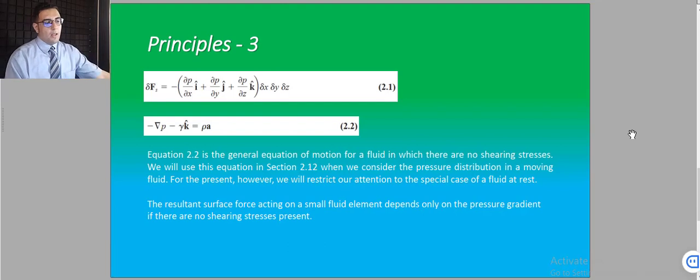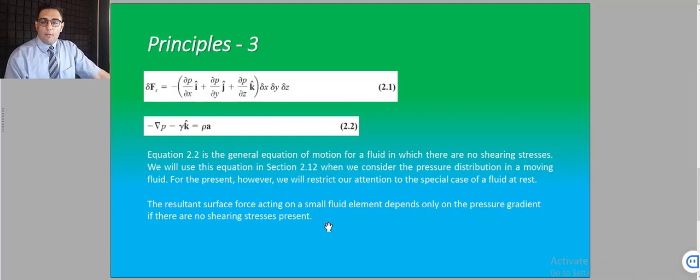Welcome back, guys. As you might have known, equation 2.2 is regarded under the assumption of no shearing stress. This equation is also going to be utilized in section 2.12 in the upcoming sections. In that section, we're going to illustrate how the pressure distribution in a moving fluid is generated. For now, we're going to restrict it.